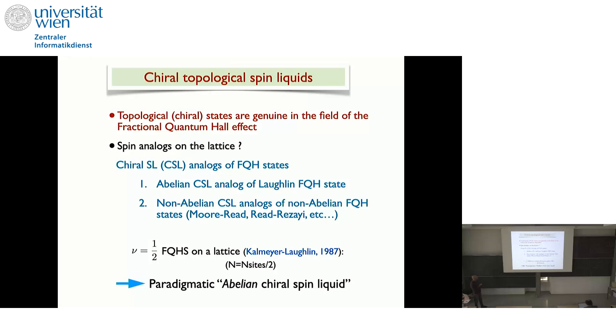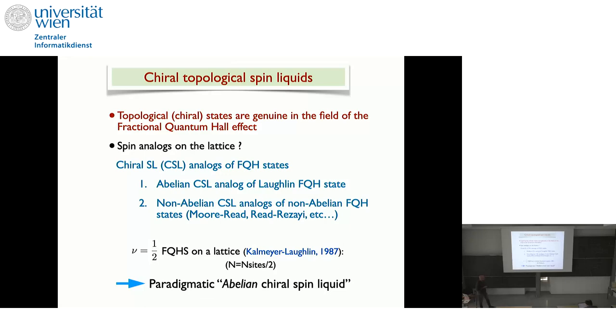If such analogs exist, there would be different kinds. There would be Abelian chiral-spin liquids, which would be in correspondence with the well-known Laughlin fractional quantum Hall state. And there would be even more exotic chiral-spin liquids, which would host non-Abelian particles, the analog of the non-Abelian fractional quantum Hall states. And maybe we can even imagine that there are states which have no analogs in the fractional quantum Hall states.